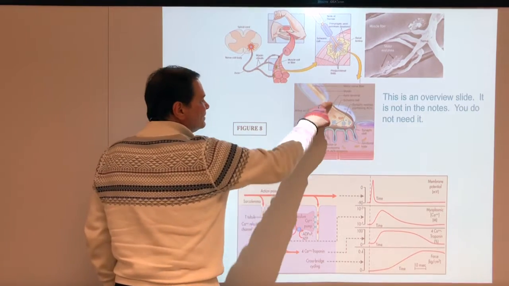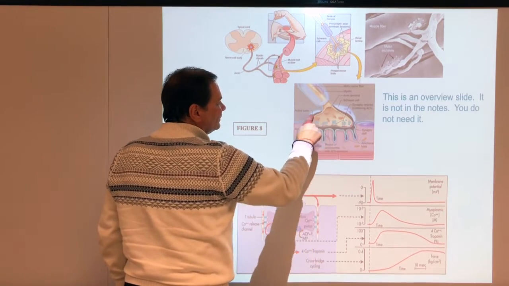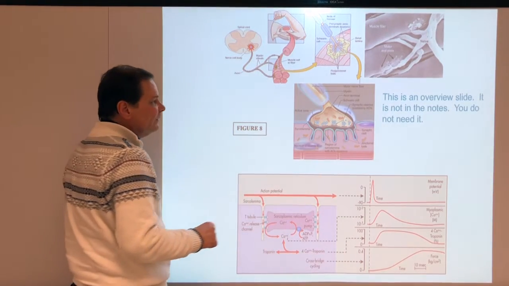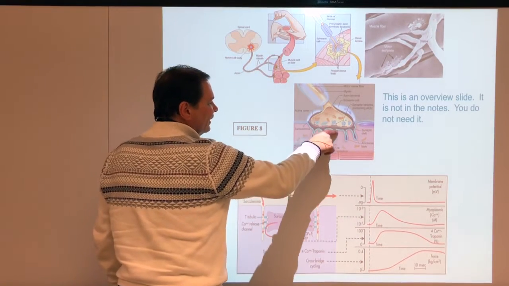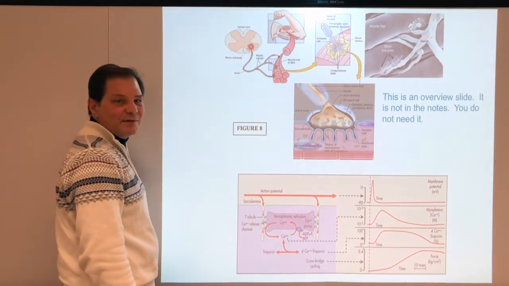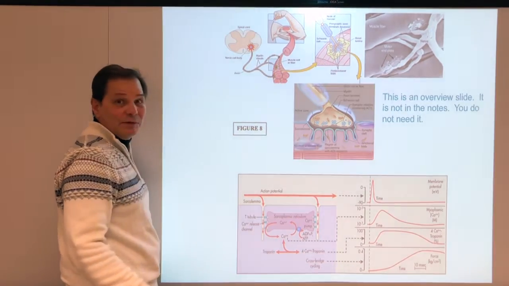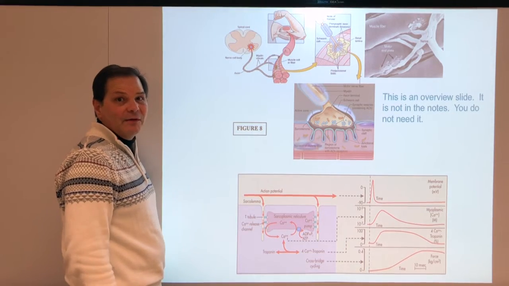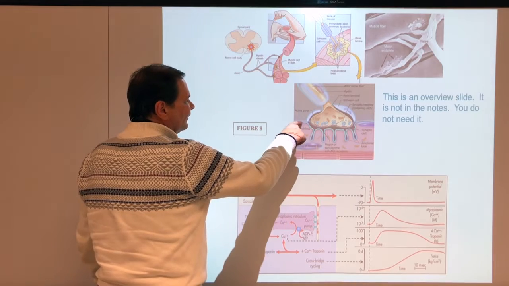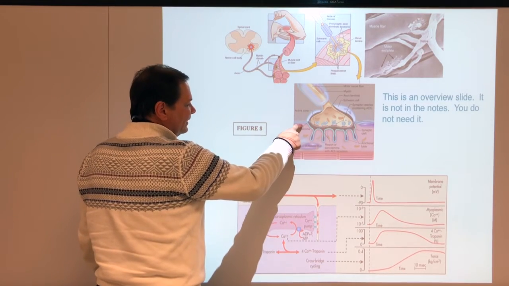Your action potential hits this nerve terminal, and it causes the release of neurotransmitter into this neuromuscular junction, which is a specialized type of synapse, which we're going to talk about in some detail in this lesson. That depolarizes the membrane and causes an action potential to fire.